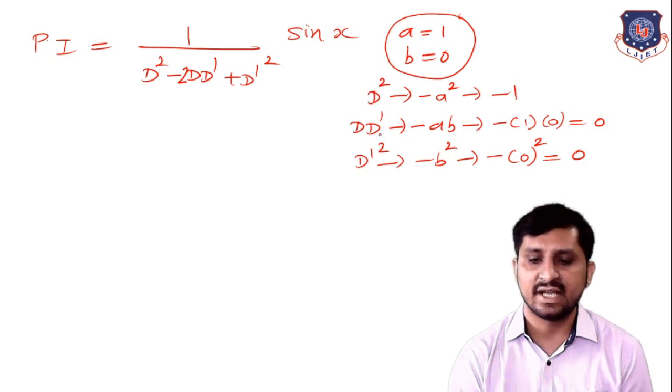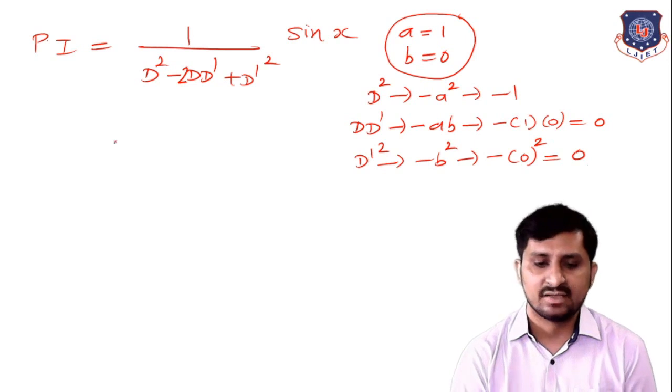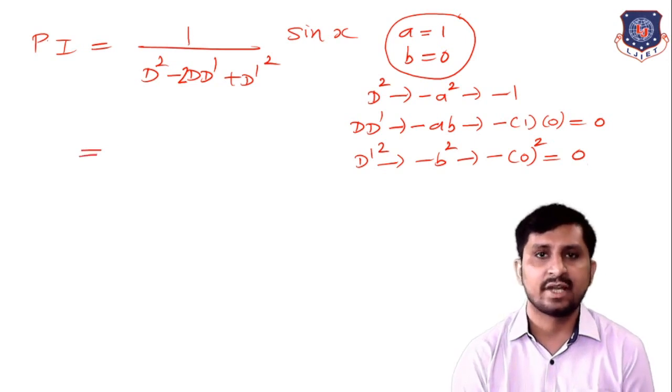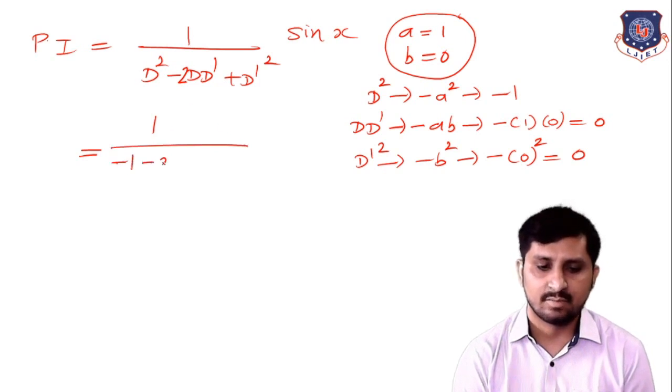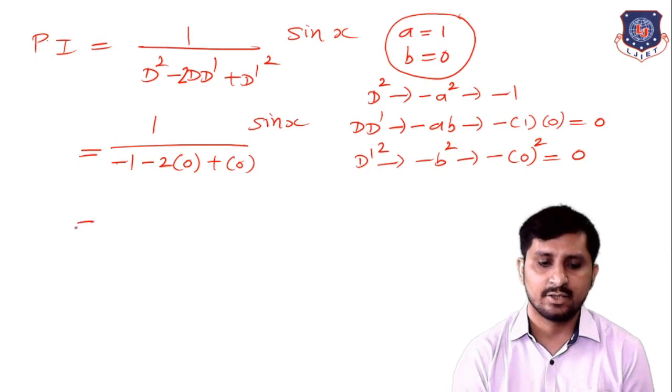Instead of D into D dash, I have to take 0. Instead of D dash square, I have to take again 0. So that's why the particular integral is, now you can easily understand: first of all, instead of D square, I have to take minus 1. So this is minus 1. Then minus 2 D into D dash is 0, plus D dash square. So that is 0 into sin x. So what is my final answer? Particular integral is minus sin x.